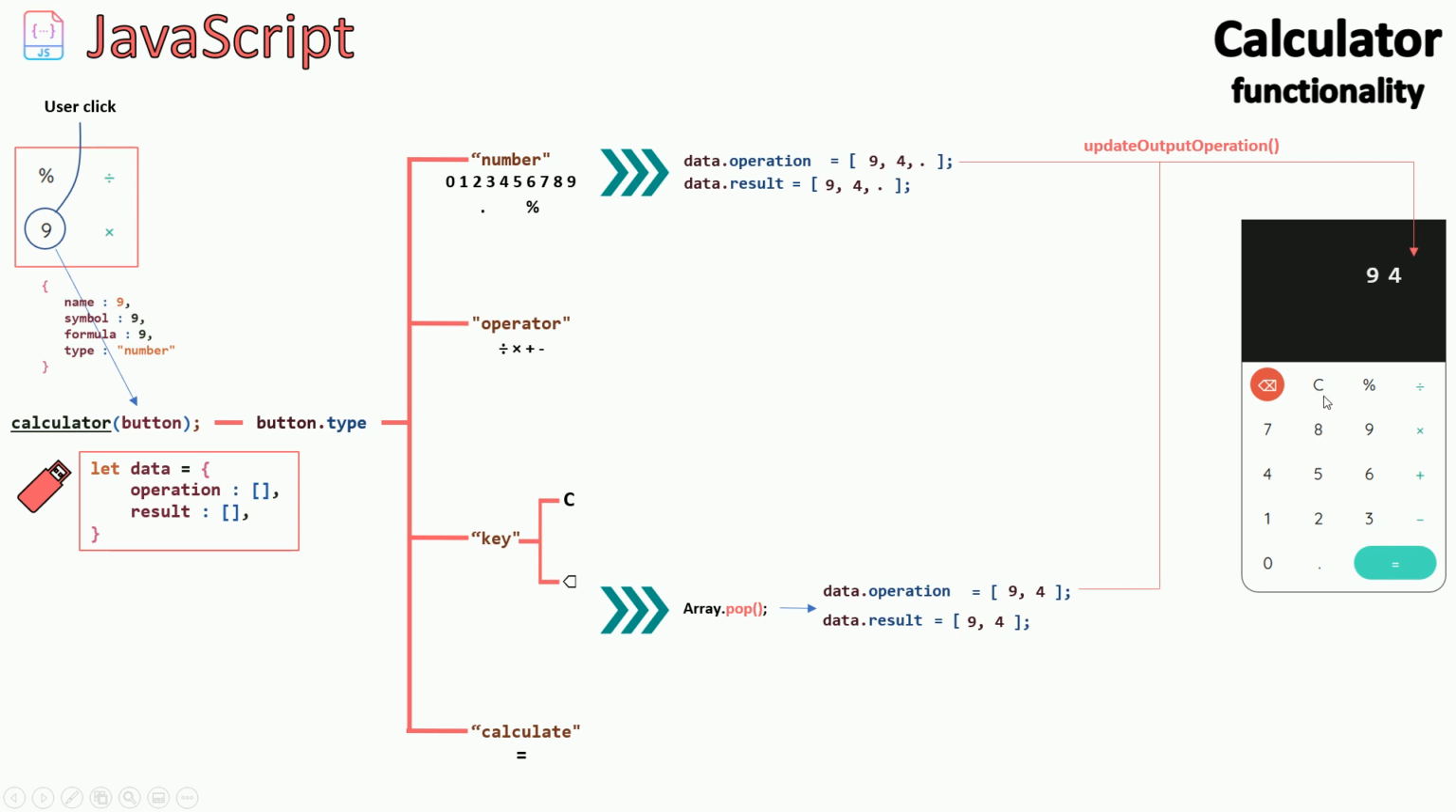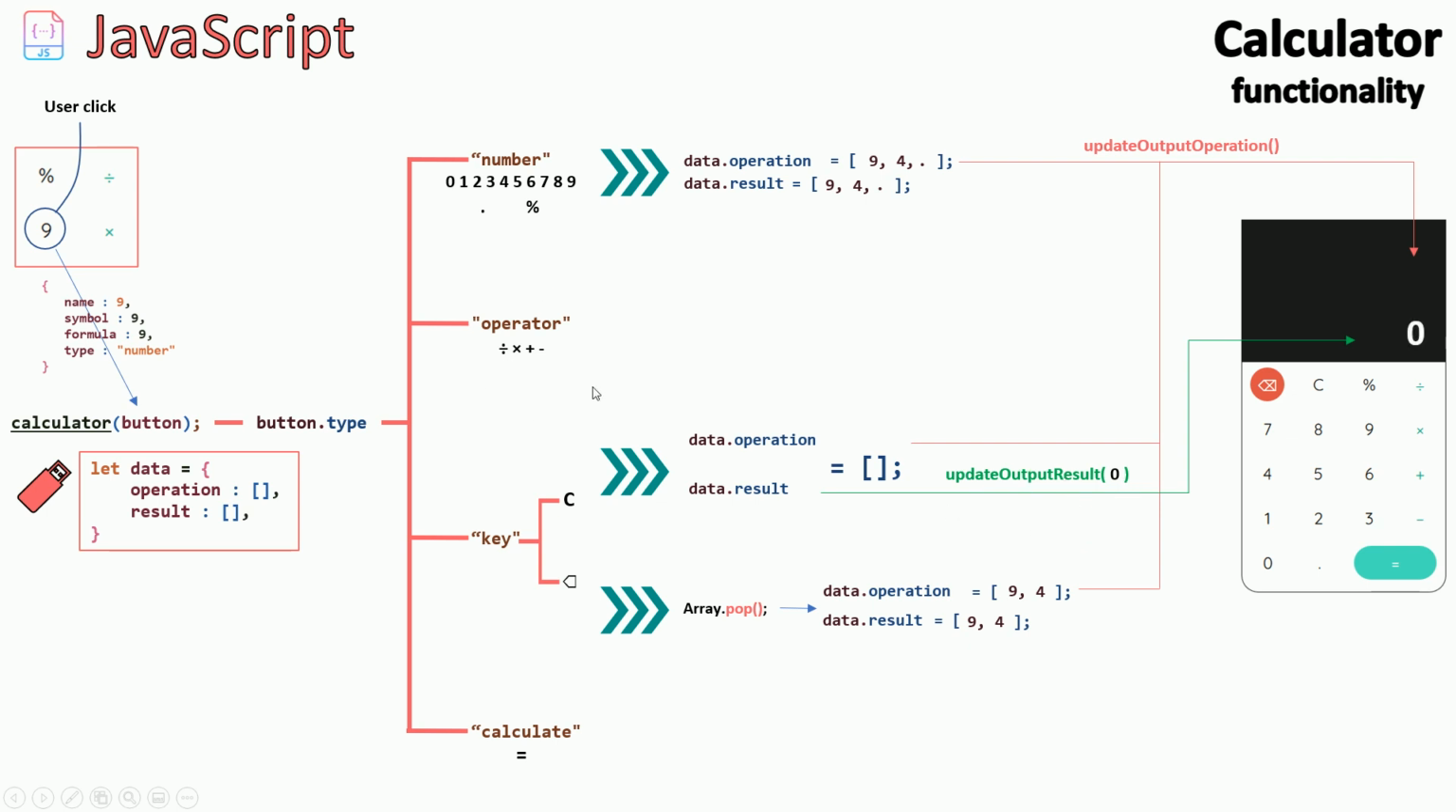Now let's say the user has clicked on clear. So in this case, all we're going to do is set the operation and the result arrays to an empty array. And of course, after this, I will need to update my element here, the operation element. And because the operation array is empty, this means that we will show nothing here. And after the result here is empty, I'm going to update the output result with 0.